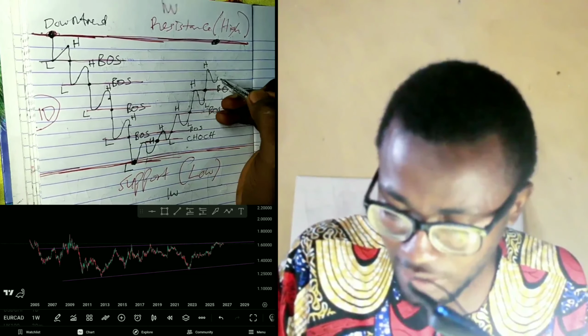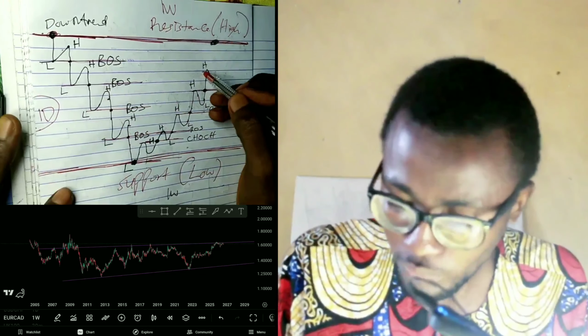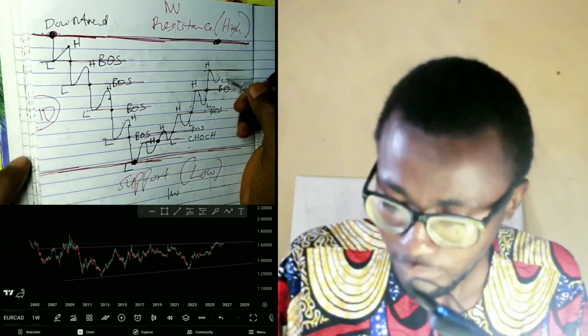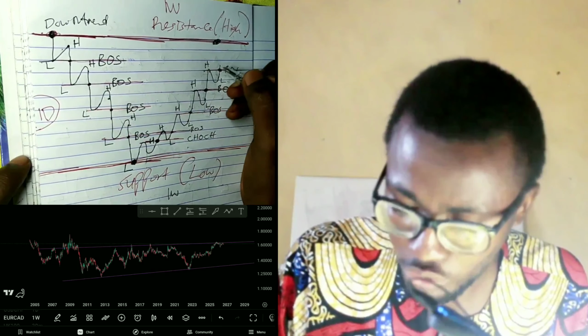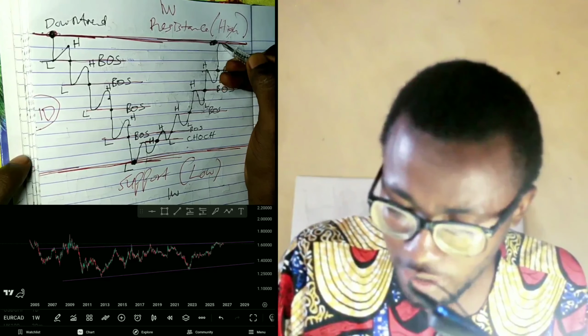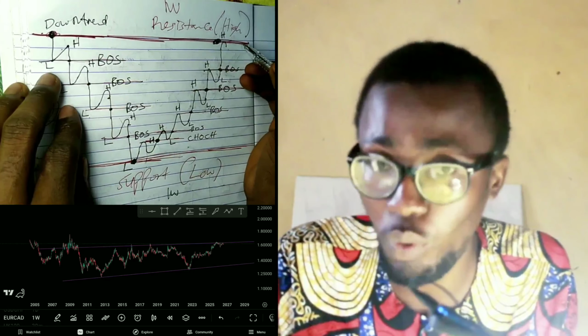This is a high. As it came here, it reversed. This is what they call a low. So take note of this level. It came up here, it broke this level, break of structure. Now look at what happened. It came up here, it touched this level. This is what they call a high. So this high is the high of the 1 day time frame. At the same time, this high is the high of the 1 week time frame.